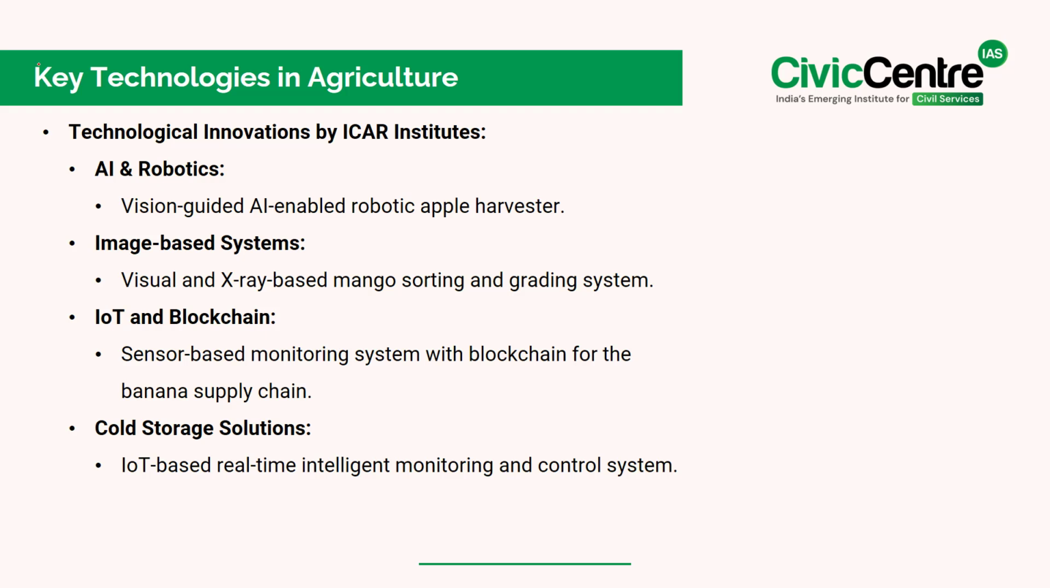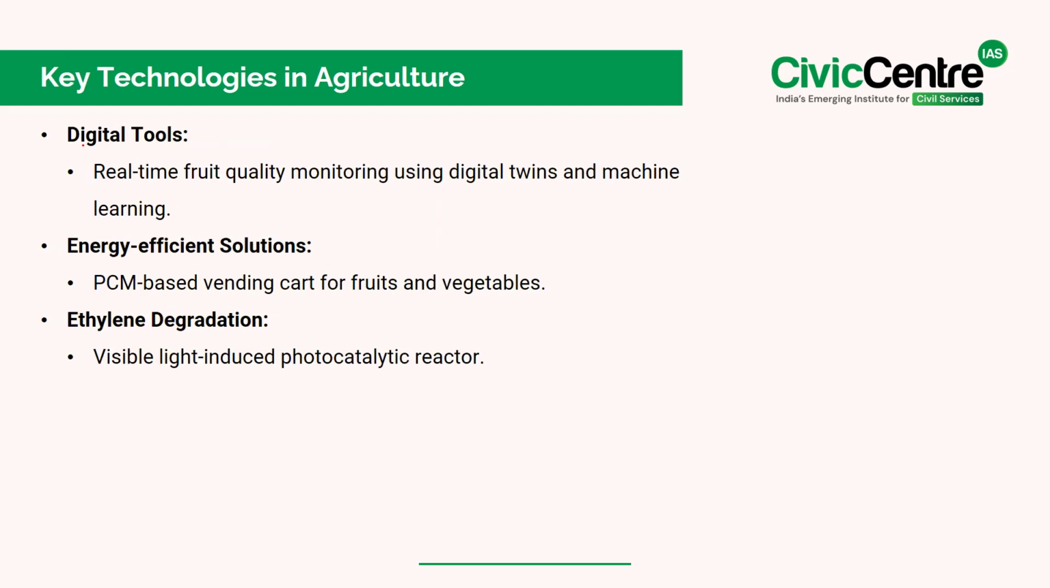In this context, the key technologies in agriculture are, firstly, vision-guided AI-enabled robotic apple harvester. Then secondly, visual and X-ray based mango sorting and grading system. Then thirdly, we have a sensor based monitoring system with blockchain for banana supply chain. Then IoT based real time intelligent monitoring and control system. Furthermore, real time fruit quality monitoring using digital twins and machine learning. And then PCM based vending cart for fruits and vegetables. And lastly, we have visible light induced photocatalytic reactors.